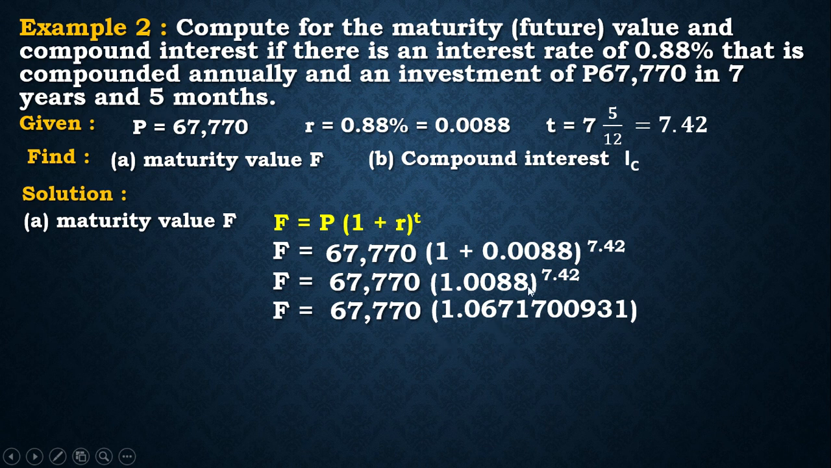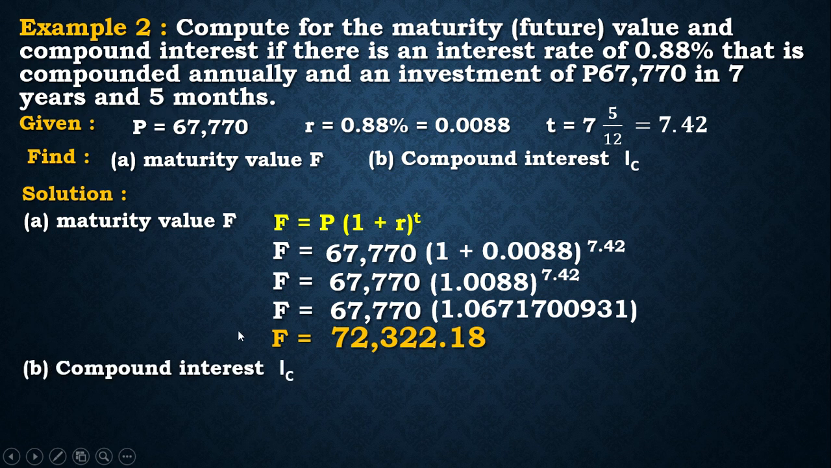After converting this part, ito na po ang answer niya, i-multiply po natin siya sa 67,770. So we have 72,322.18. Again, minultiply po natin itong dalawa, kaya nag-come up tayo 72,322.18. After computing for the maturity future value, isusunod po natin yung compound interest.